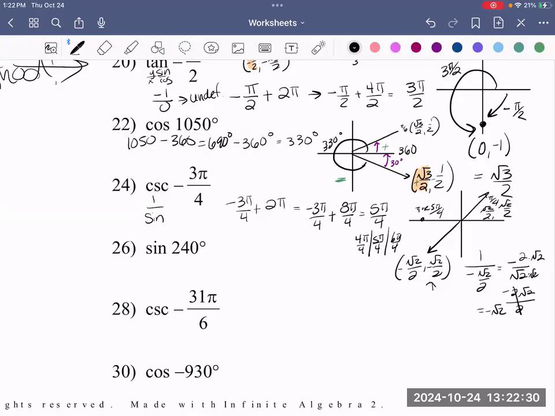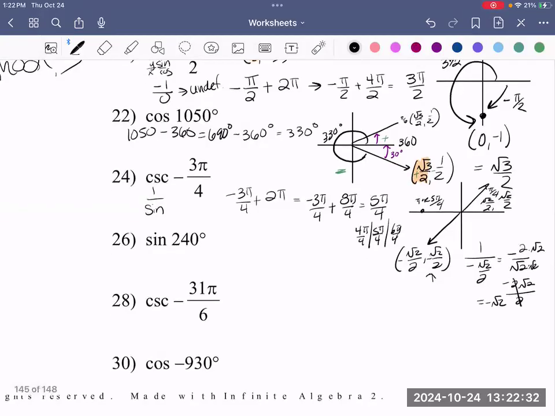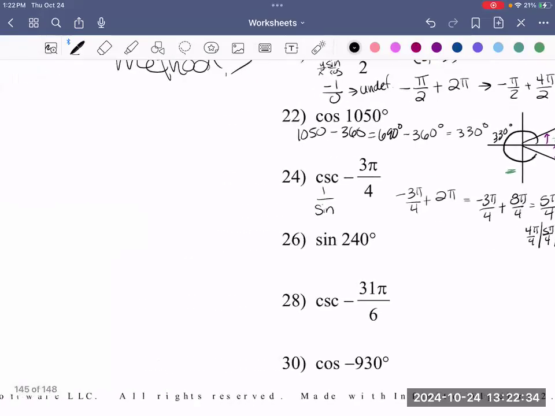Let's try it again with sine of 240. I'm running out of room a little bit. 240 is already located between 0 and 360. So if this is 180, and this is 0, and again 360, and this is 270 degrees, 240 is just a little bit over here. So 240 degrees being right here.